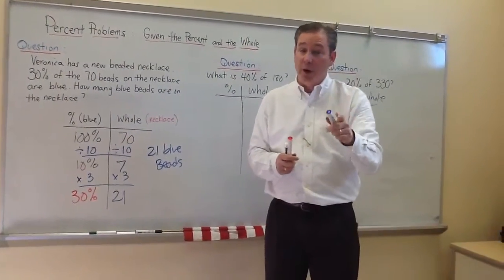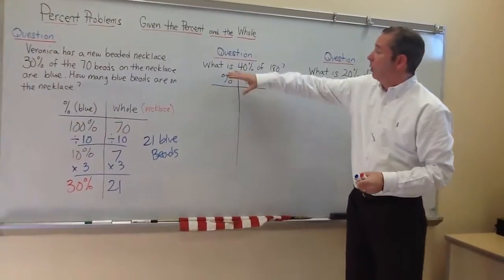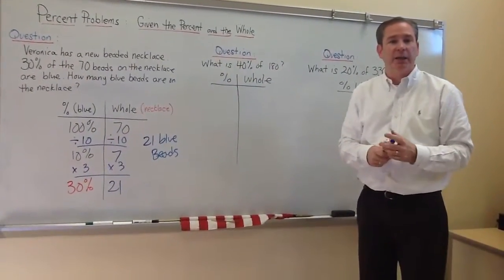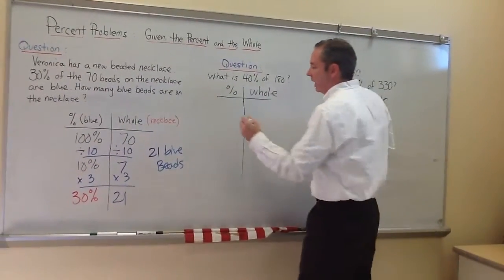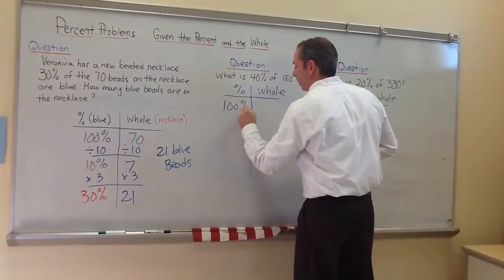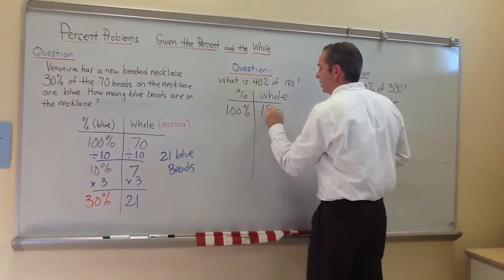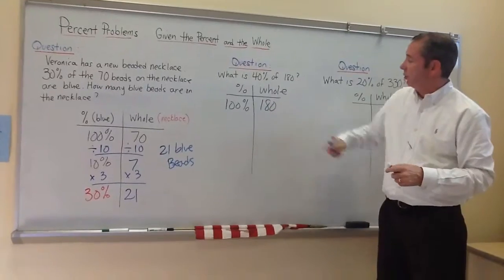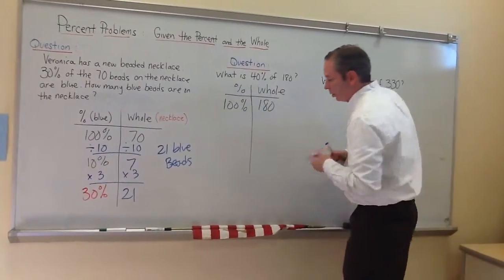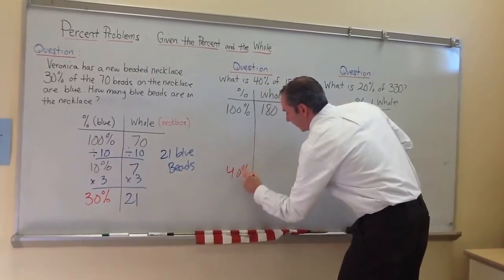Okay, let's move on. Let's take another look. What is 40% of 180? So once again, we're not going to start at 40%, we're going to start at 100%. And 100% of the beads are 180. Excuse me, they're not beads. 100% is 180. But we want to get to 40%.